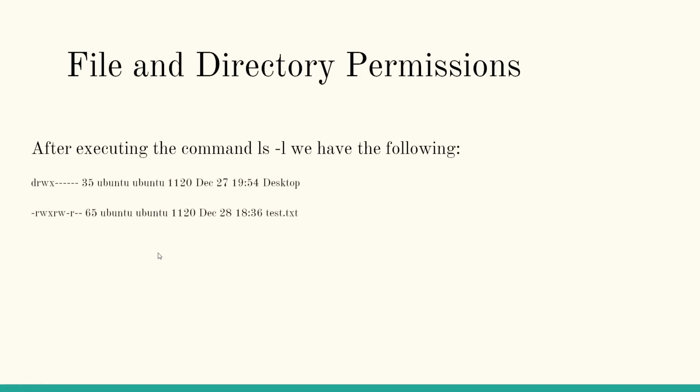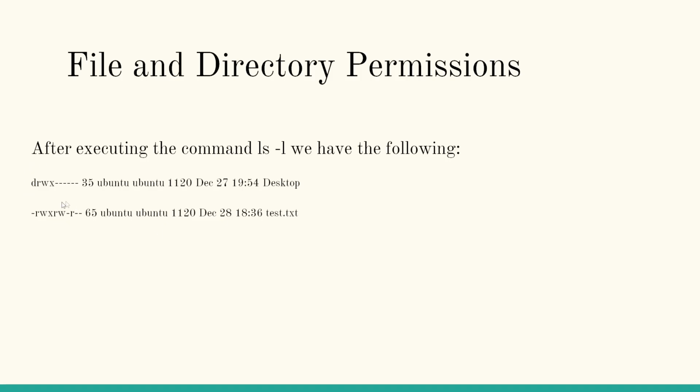You can see this string. What are these strings? D, what is D? RWX, what is this? Dashes, what are those? This number, what is Ubuntu? What is Ubuntu here? What is this number? What is this Desktop or whatever? Now, actually, this Desktop is the folder, and this is test.txt, the name of the file, okay? But you can see that it has a lot of attributes and details.